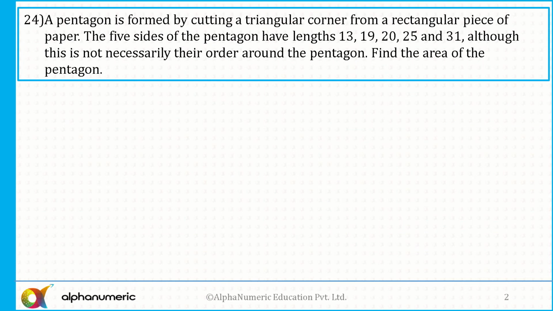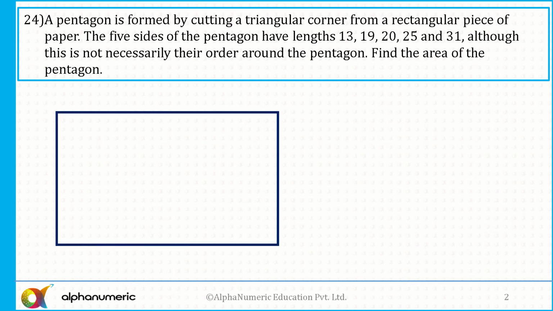The first question says a pentagon is formed by cutting a triangular corner from a rectangular piece of paper. So there is a piece of paper in the shape of a rectangle and a corner is cut. Let me cut this corner. This is the corner which we have removed here. The five sides of the pentagon have the lengths 13, 19, 20, 25 and 31, although this is not necessarily their order around the pentagon. Find the area of the pentagon.